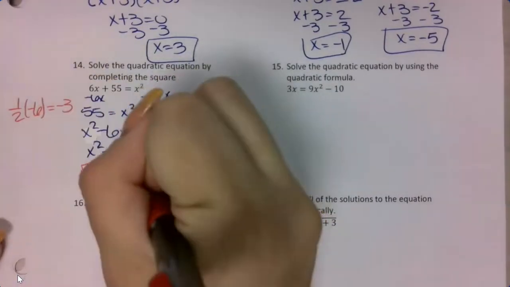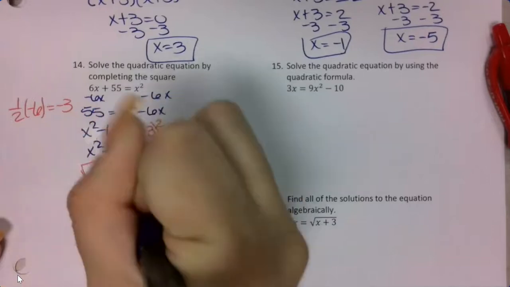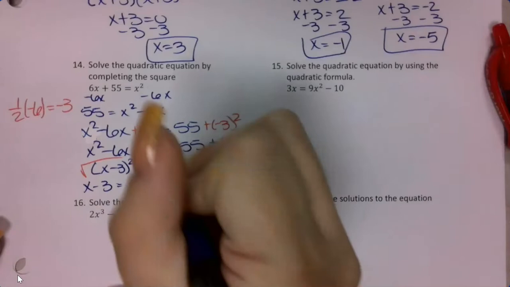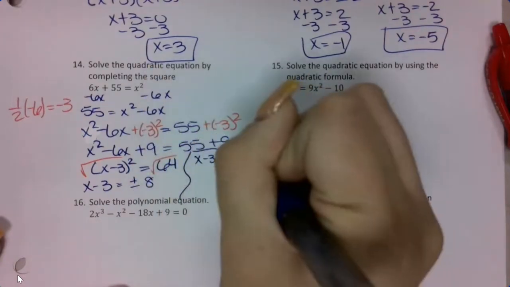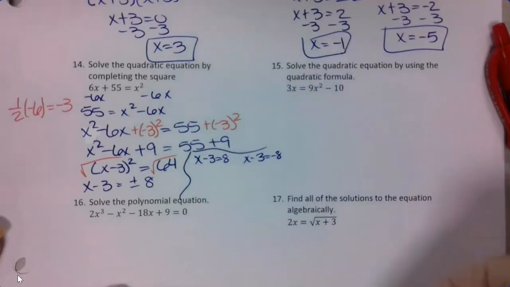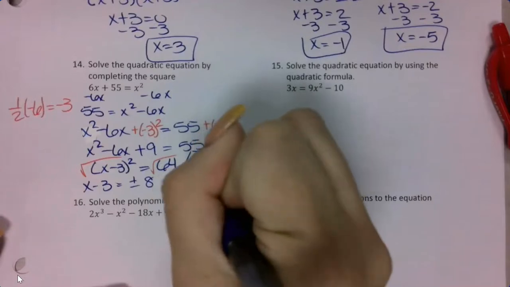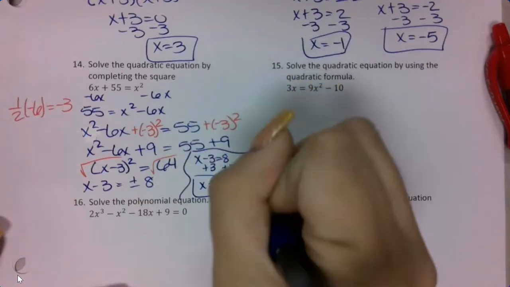I'm going to square root both sides. This gets me x minus 3 equals plus or minus 8. Then I can split into two equations. I'm going to have x minus 3 equals 8. X minus 3 equals negative 8. For my first one, I add 3. I get x equals 11. My second one, when I go to add 3, this gives me negative 5.